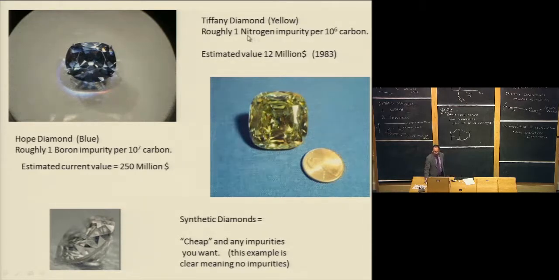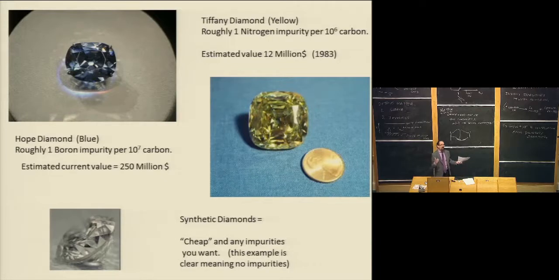Anyway, if you add a nitrogen atom per 1 million carbons, it turns the diamond a rather yellow color. This is the Tiffany diamond, also highly valuable, owned by the Tiffany company, and I believe it's in their store in New York. Estimated value, well, it's probably a lot more than 12 million now. It's a rather large, beautiful diamond, and the color of the diamond is coming entirely from impurities. Now, these diamonds were actually mined. They were dug out of the ground, out of mines.